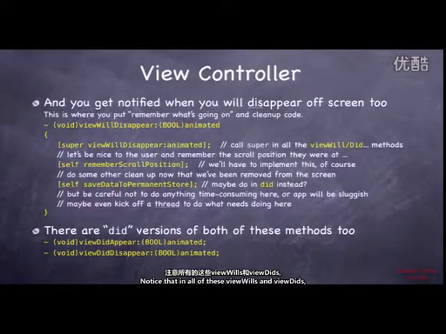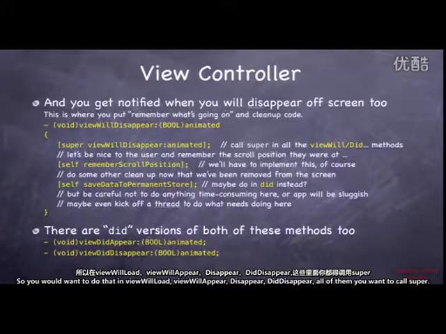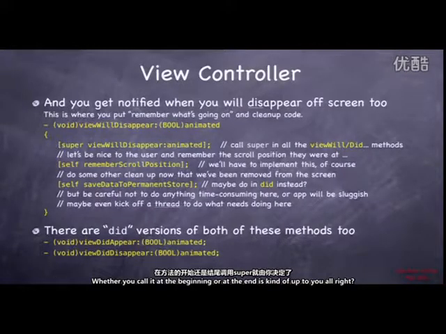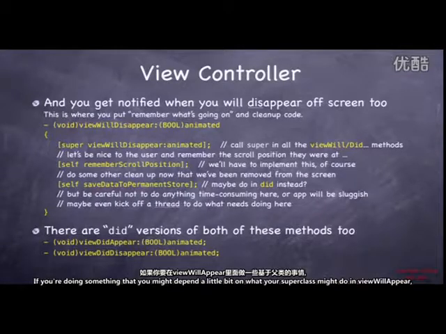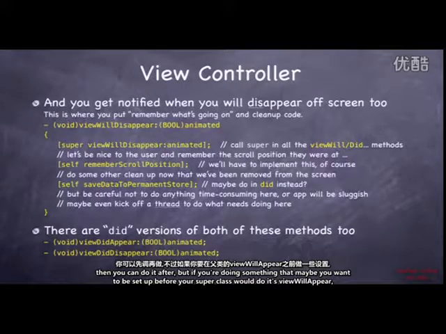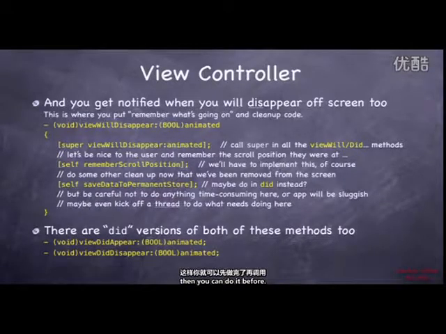Notice that in all of these view wills and view dids, you want to call super. See where it says super.viewWillDisappear right there? So you would want to do that in viewDidLoad, viewWillAppear, disappear, didDisappear, all of them. You want to call super. Whether you call it at the beginning or at the end is kind of up to you. If you're doing something that might depend a little bit on what your superclass might do in viewWillAppear, then you can do it after. But if you're doing something that you want to be set up before your superclass would do its viewWillAppear, then you can do it before. But you have to call the super's version in these methods, okay?